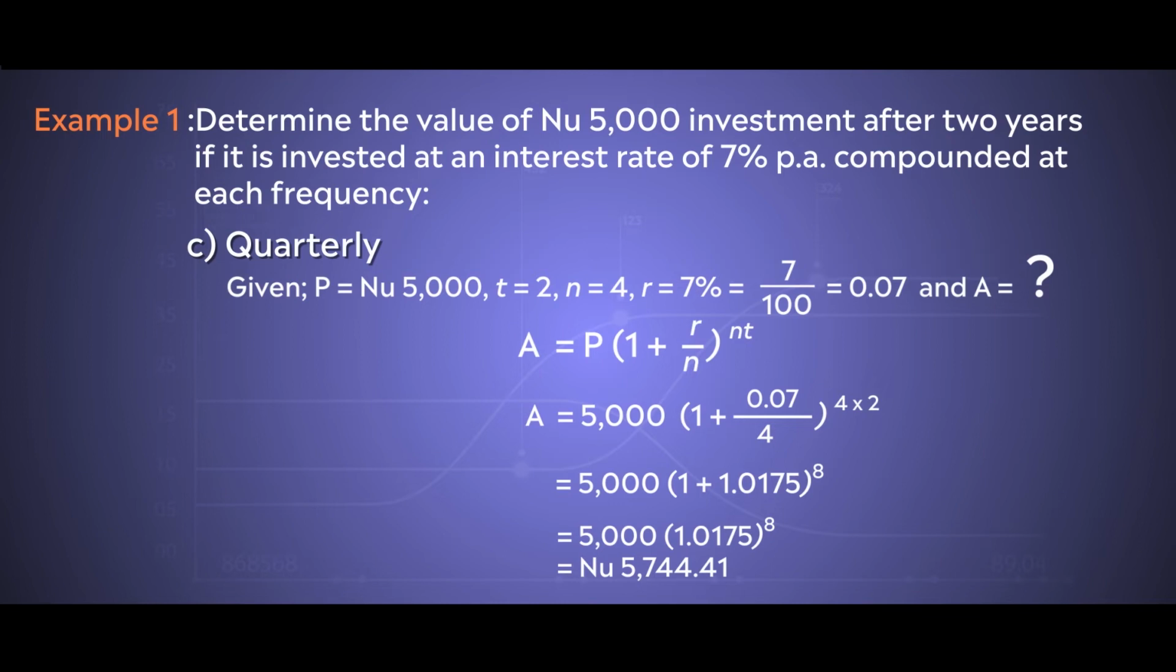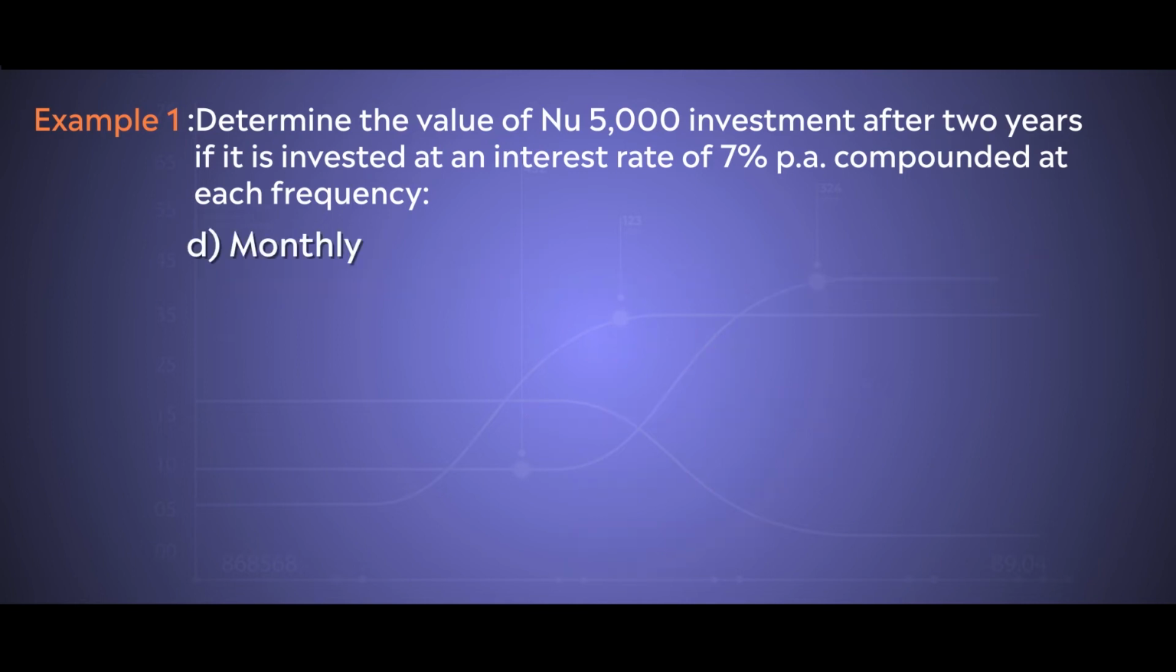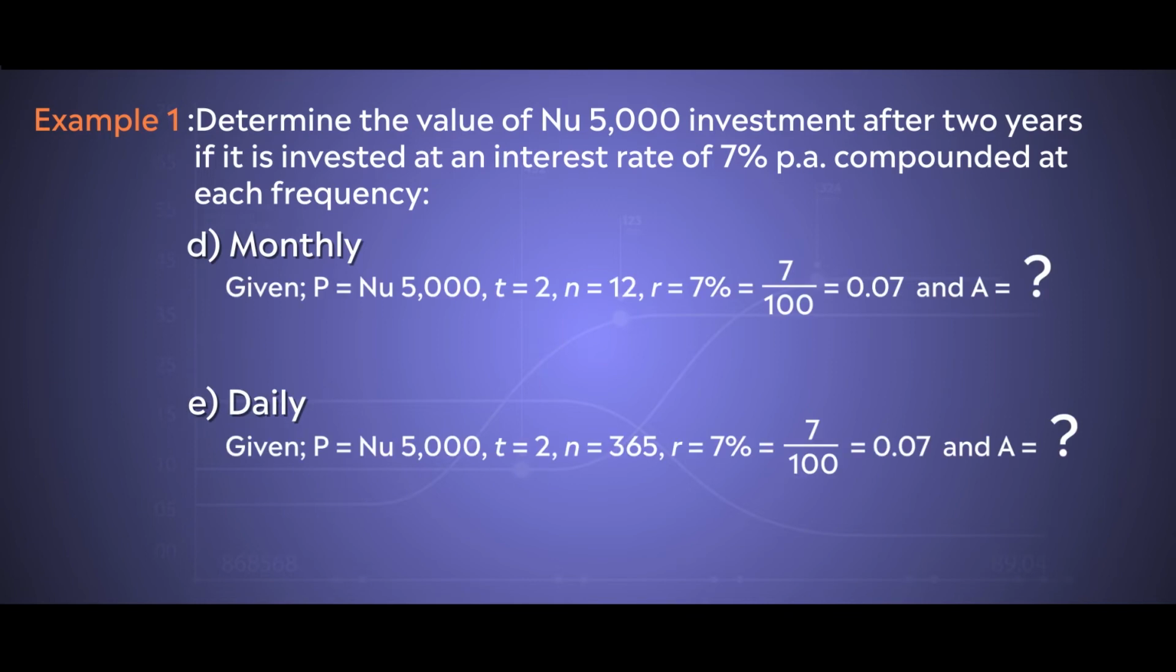Now you compare. The amount in quarterly compounding is 5744.41 and semi-annually it is 5737.62. Quarterly is much better than semi-annually, and semi-annually is much better than annually. Next we have monthly and then we have daily. The rest of the values remain the same, the only change is in the compounding frequency. In monthly, N will be equal to 12. In daily, N will be equal to 365 because in a year we have 365 days.